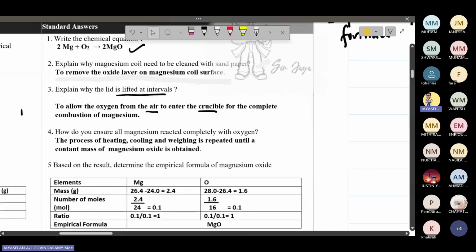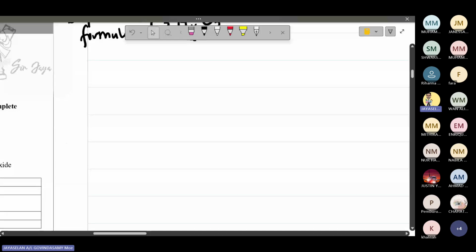Okay, safety precaution number 4. Saya tak ada ruang. Ini saya prepare this one for SPM. You all want to write? Nanti later write, tengok recording.